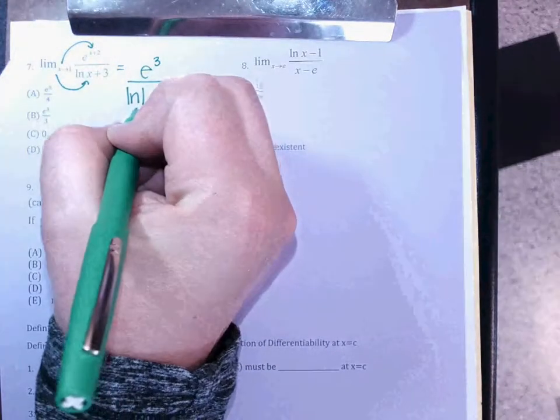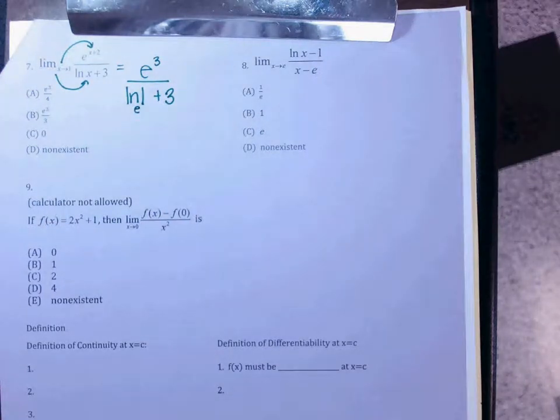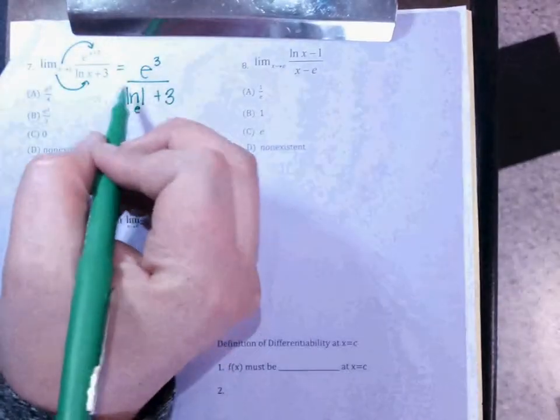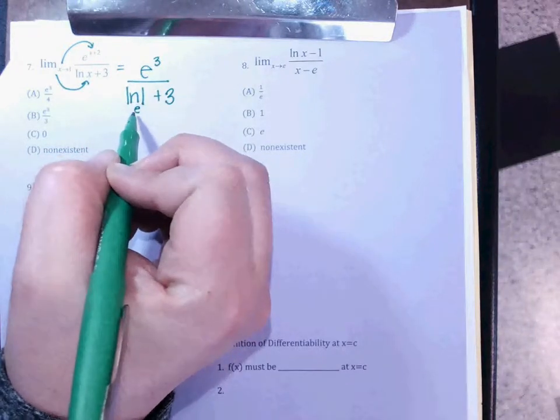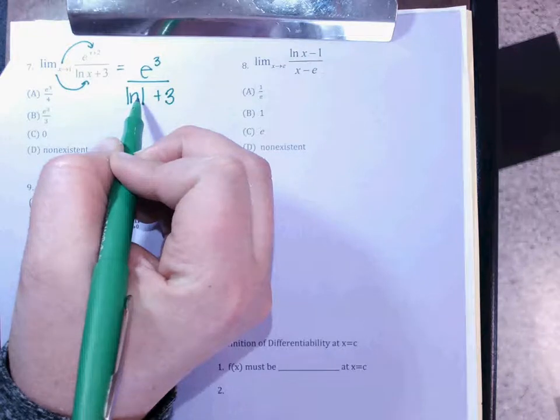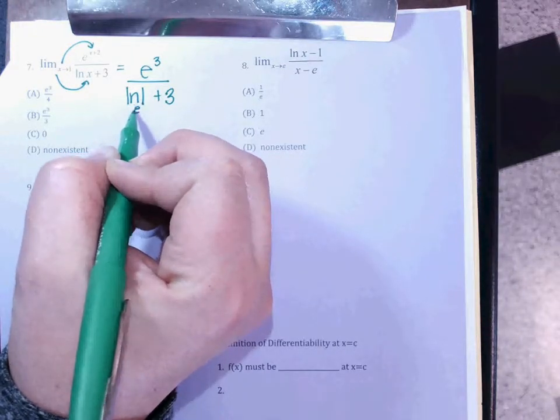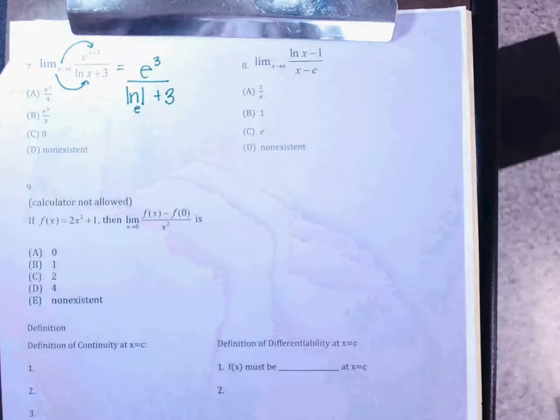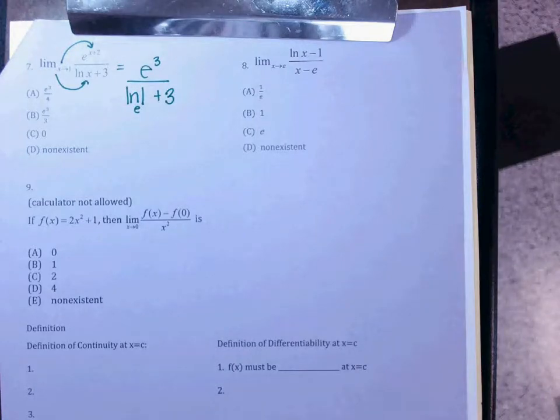Listen, this is what my pre-cal teacher used to always say, and it was so annoying, but I say it exactly like him. ln of 1 is the exponent you put on e to turn it into a 1. So I'd have to make it e to the 0 so that it turns into a 1. Okay, so that's a 0.